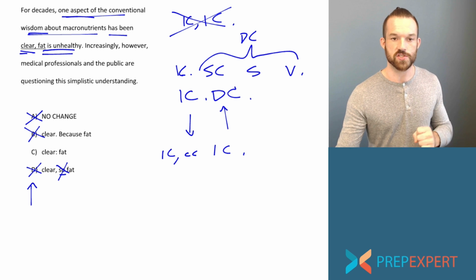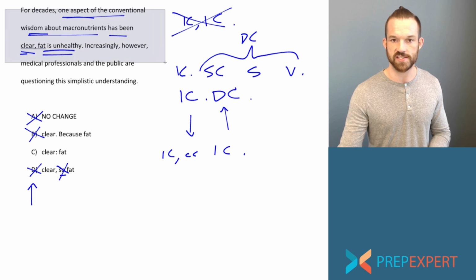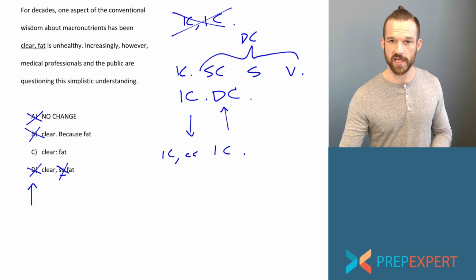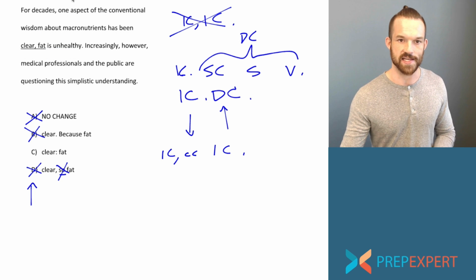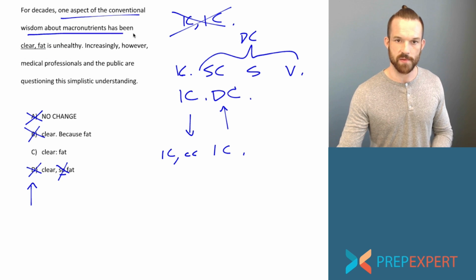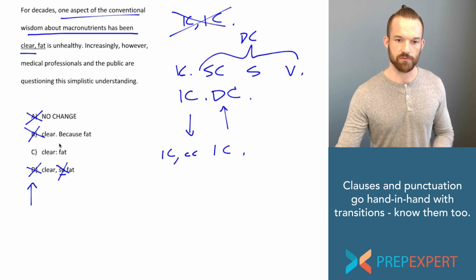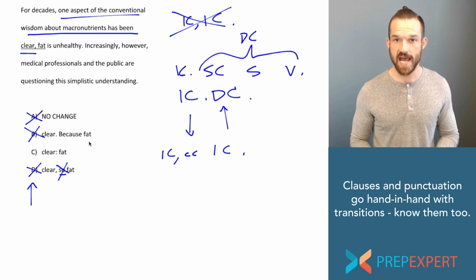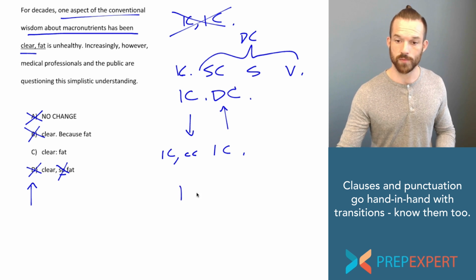Now let's make sure that answer choice C obeys the 4 rules governing the use of a colon. First of all, if we pick answer choice C, is it true that what's on the left side of the colon is an independent clause? I think it is. One aspect of the conventional wisdom about macronutrients has been clear. If we put a colon right there, we do in fact have an independent clause on the left. So rule number 1's good.